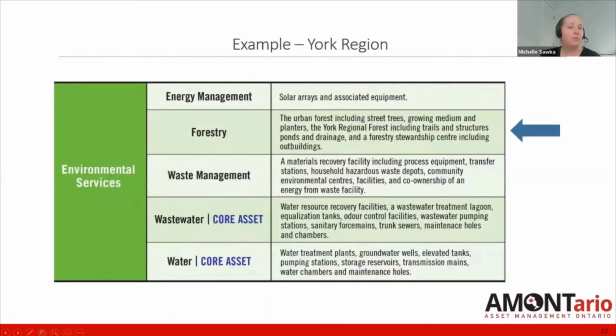This next example is from York Region in Ontario. This is their corporate asset management plan, where you can see with that arrow that forestry is a category under environmental services. In this category, they've included street trees, growing medium, planters, and their York Regional Forests. This is an example where they actually have a full standalone green infrastructure asset management plan for their assets. And then the results of that plan, along with all the other plans across the region, get rolled up into this corporate asset management plan.